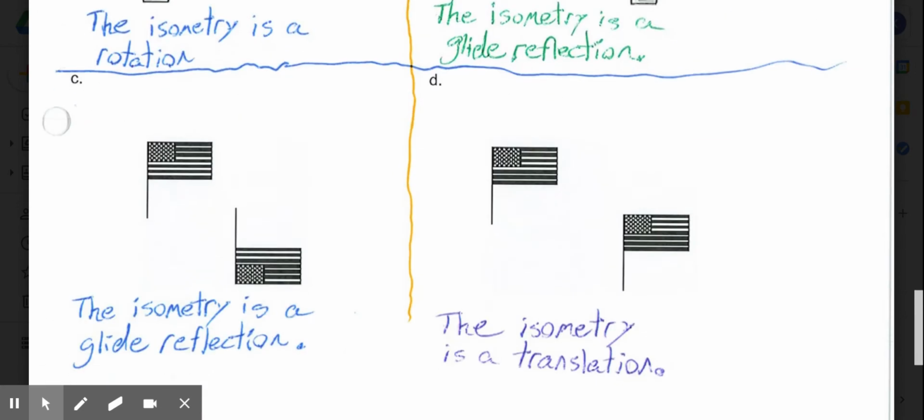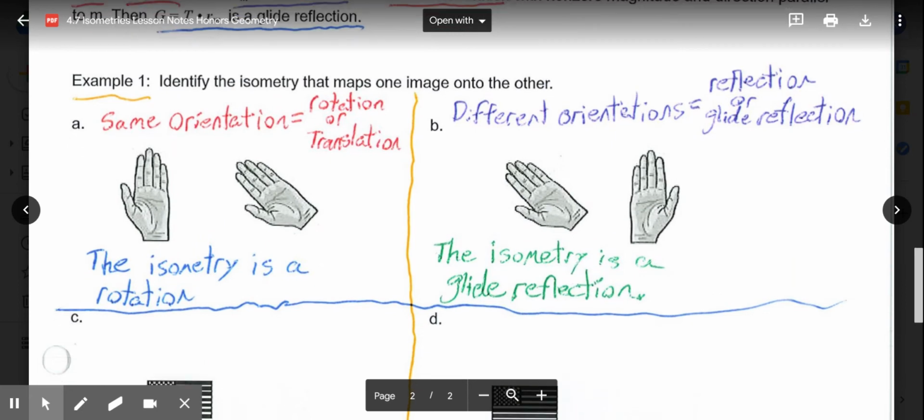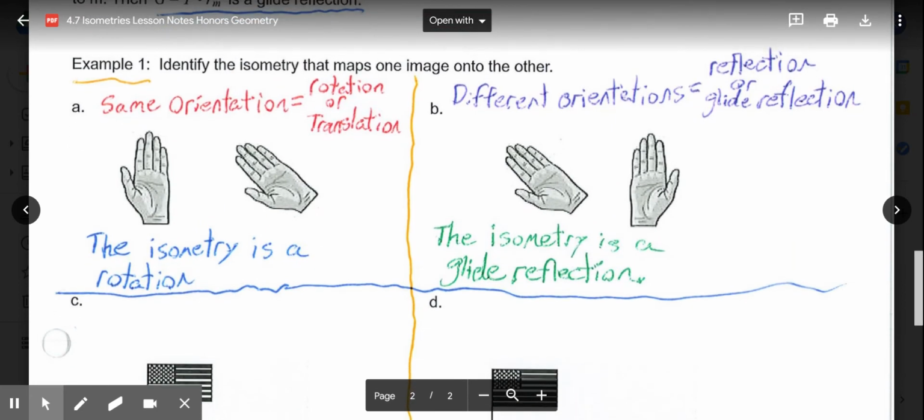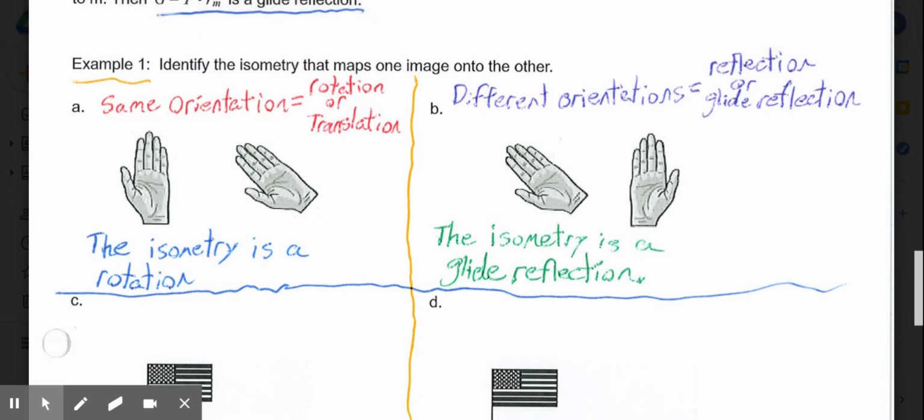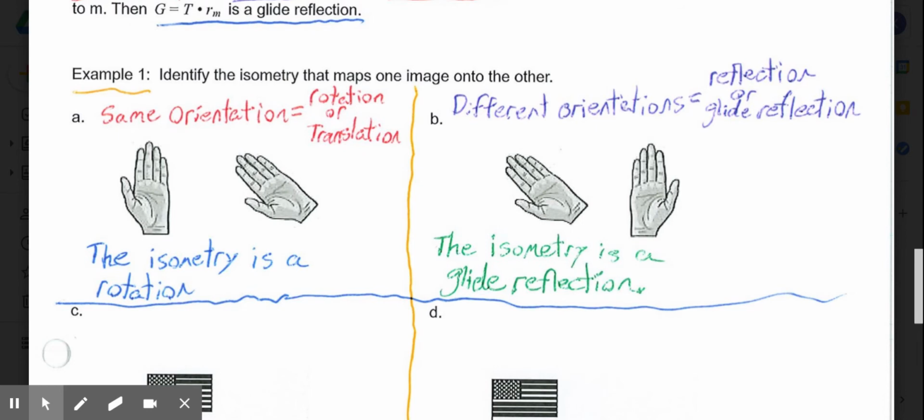So then our final piece, looking at these examples here, example 1 says identify the isometry that maps one image onto the other. So we're saying, is it a rotation? Is it a translation? Or is it a glide reflection or just a reflection?